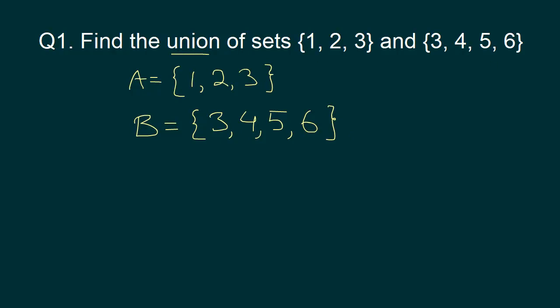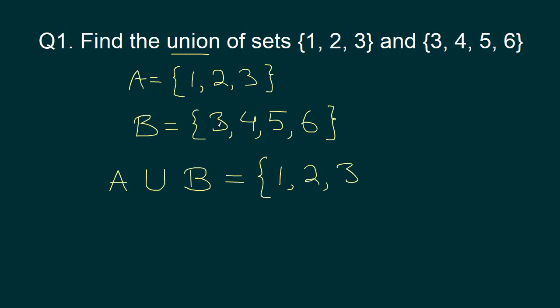So we know that union of any two sets is a set that contains all elements from both the sets. So we write A union B as, we write A, then the union symbol is this U-shaped symbol. This is union. So this is A union B. So A union B will be a set that contains all elements of A and all elements of B. And the way we do that is first we write all elements of A. So A has 1, 2, and 3. So let's go ahead and write 1, comma 2, comma 3.